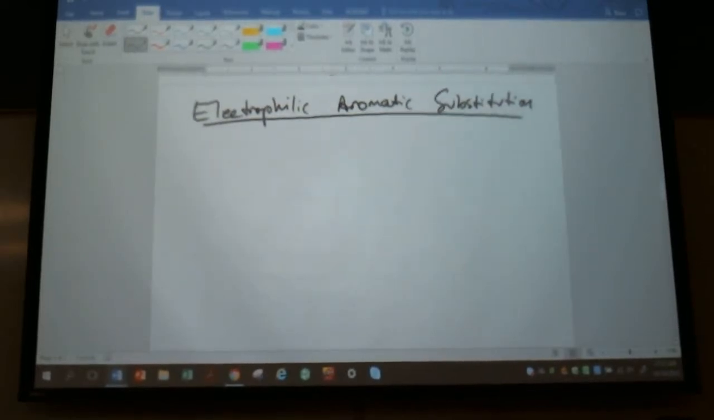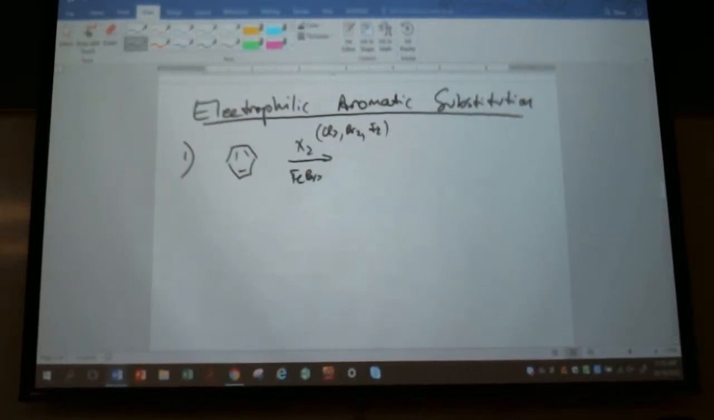And we're going to see 5 different examples of it. One of them is halogenation. So if I have a benzene ring, if I add a halogen, so this could be chlorine, bromine, presumably iodine, and a Lewis catalyst, either ferric bromide or aluminum trichloride, you're going to end up introducing X in here. We'll go through the mechanism.